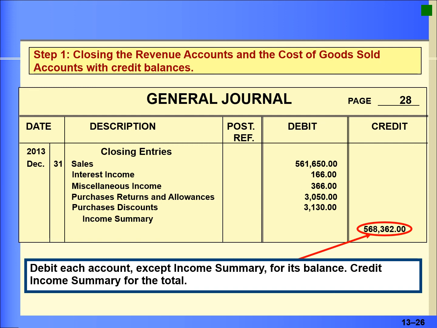And here's your first entry in terms of just closing out revenues. Notice here's your sales, you've got interest income, miscellaneous, your purchases, returns, and allowances and discounts. You close all those out. Close them to income summary. Notice that's a credit to income summary. And then you've closed out all of your revenues and, of course, the cost of goods sold, the inventory aspect, to income summary.